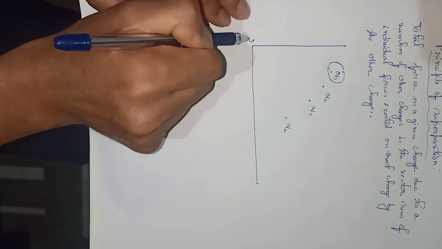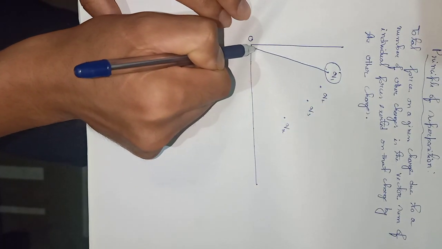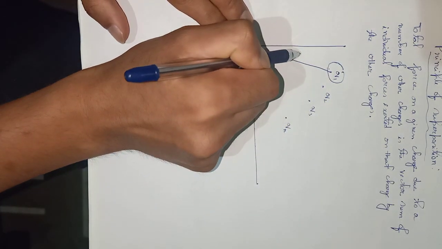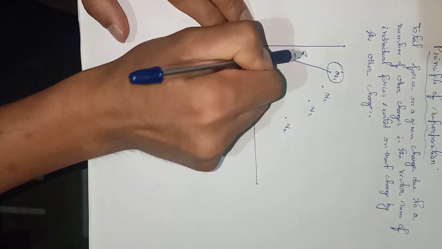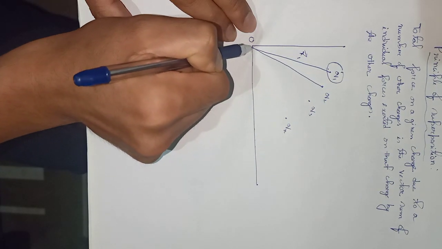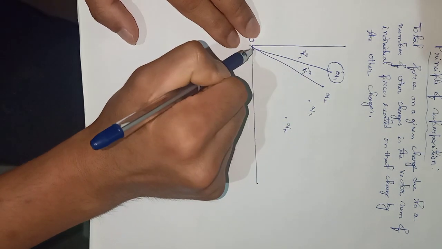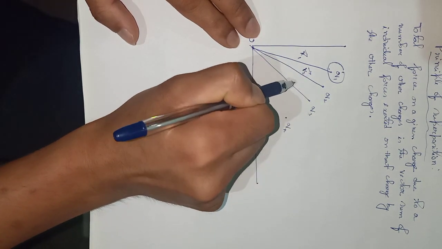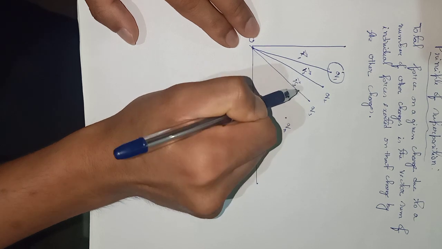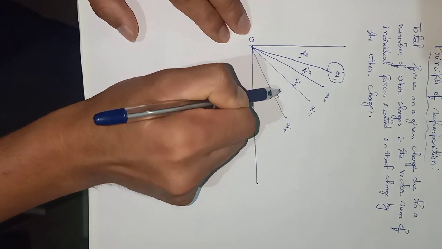Now, if this is your origin, then this line is the position vector of Q1. We denote it by, suppose, vector R1. The position vector of Q2, suppose we denote by vector R2. Position vector of Q3, suppose we denote by vector R3, and so on. Position vector of Qn, we denote by vector Rn.